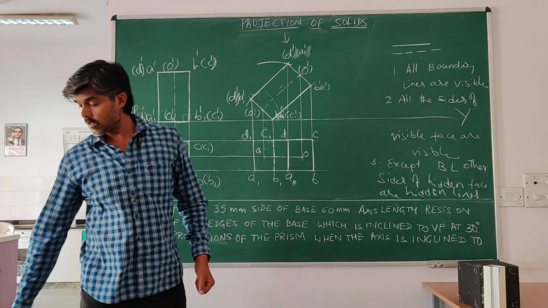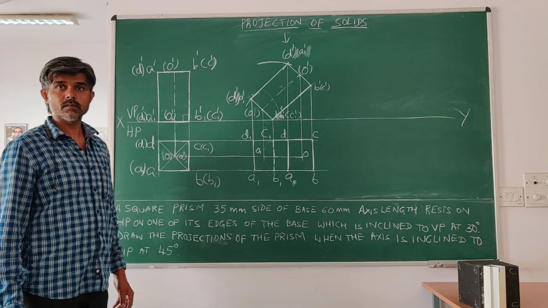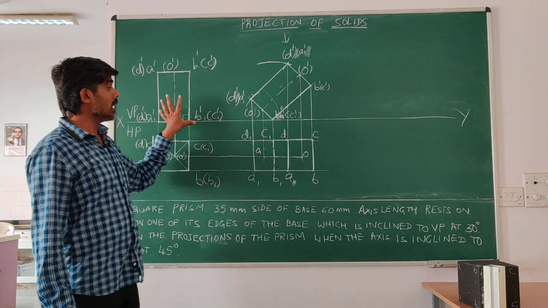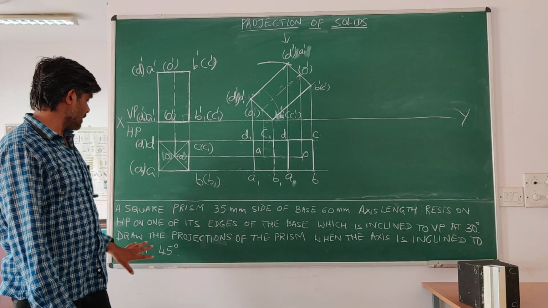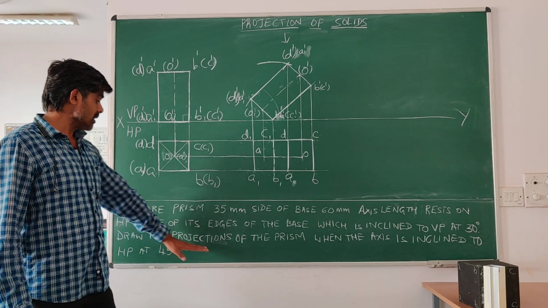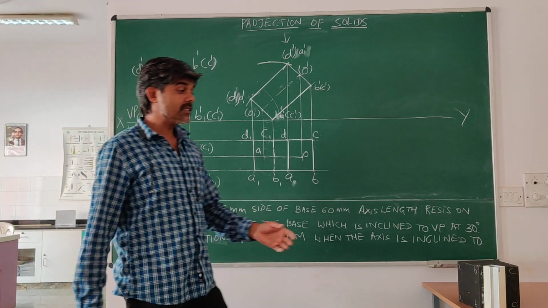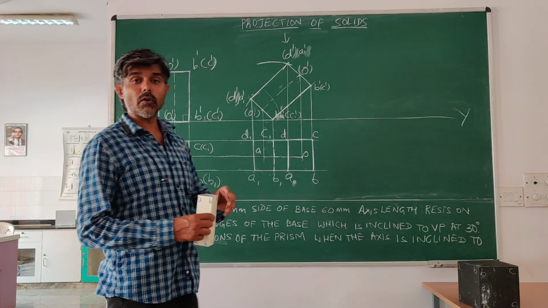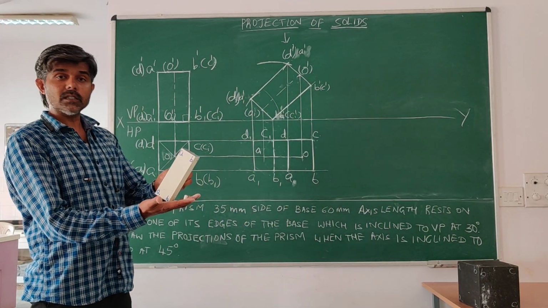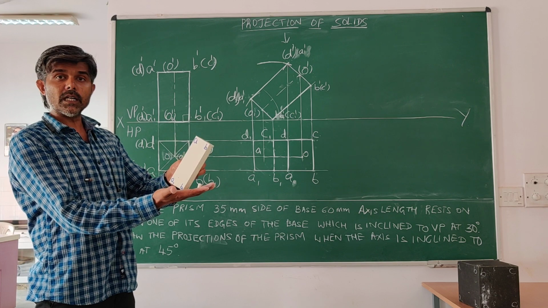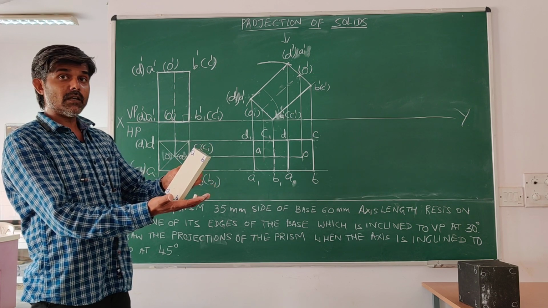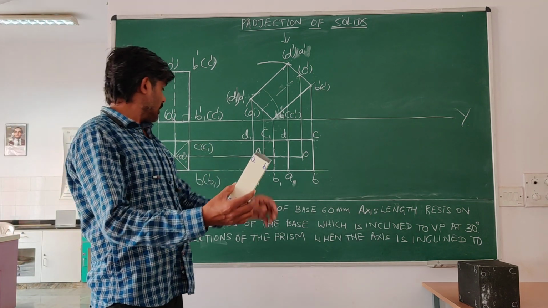Now we have achieved one condition, that is, we made the axis of the prism inclined to HP at 45 degree. Let's see whether this one more condition is already achieved or not. When we rotated this from this position, we rotated it like this, so one condition is achieved. Second one is, there is one more condition given.